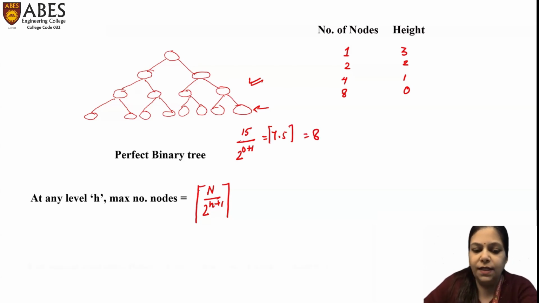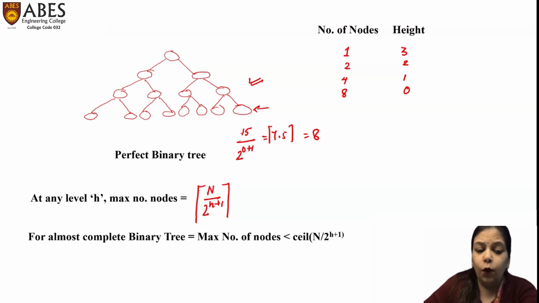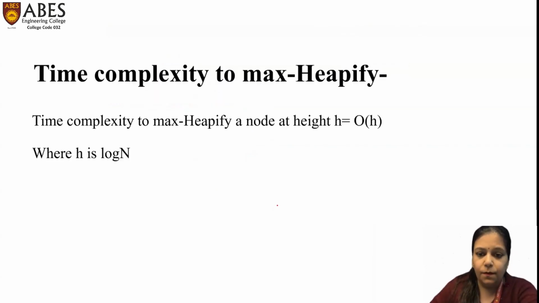Now we can say that for an almost complete binary tree, the number of nodes at any level will always be less than or equal to ceiling of n upon 2 raised to the power h plus 1. Because in the case of an almost complete binary tree, there may be a case that the last level is not complete. So in this case, the maximum number of nodes will always be at most ceiling n upon 2 raised to the power h plus 1.